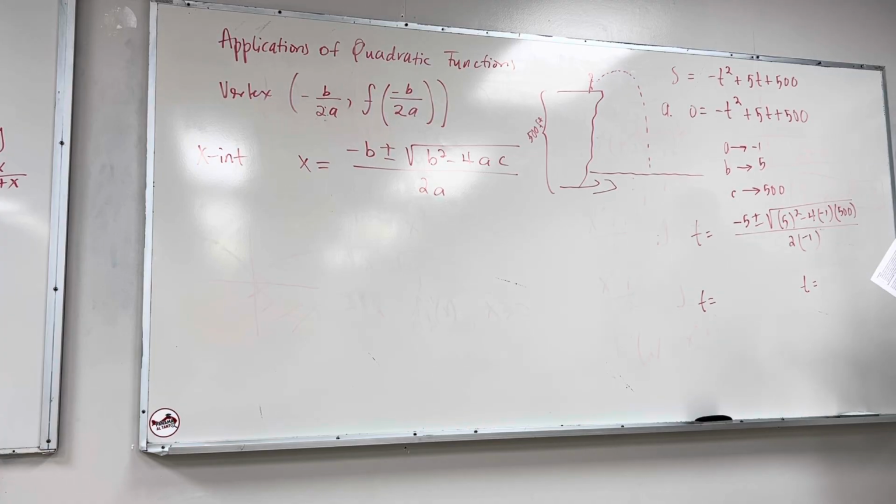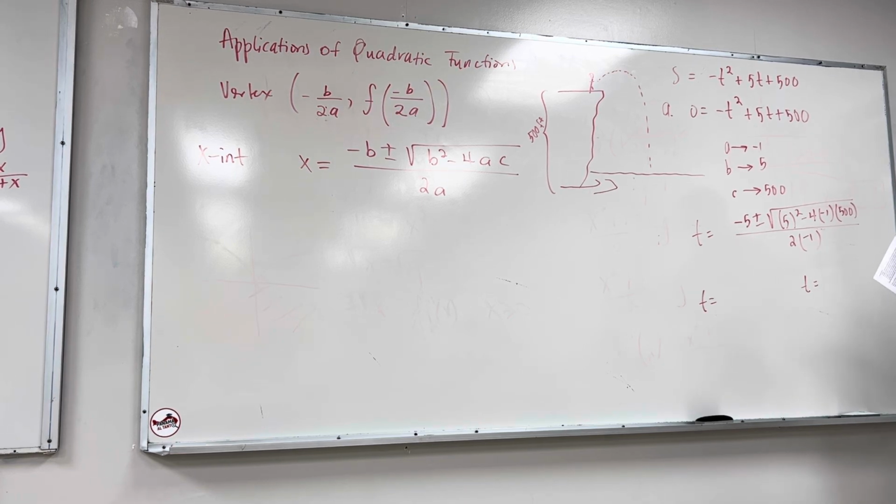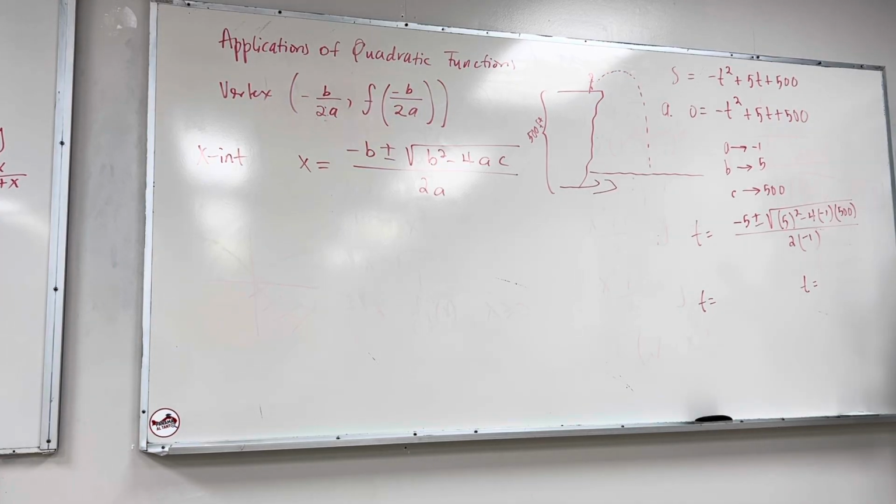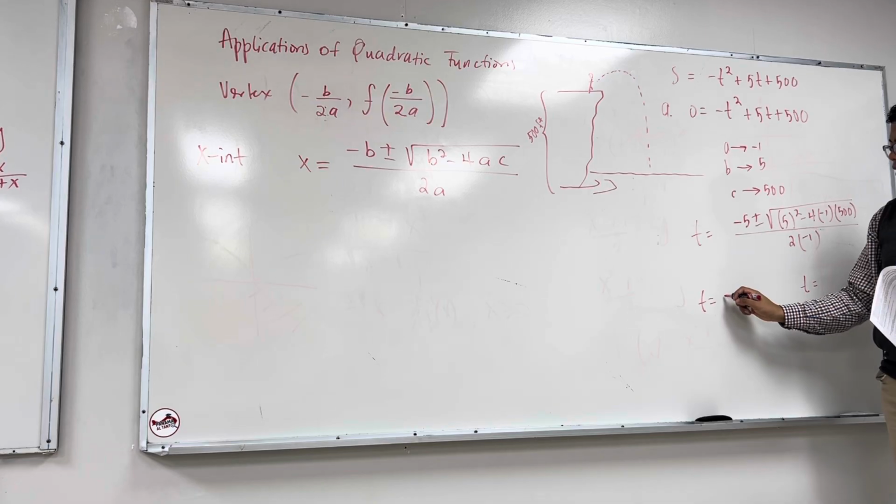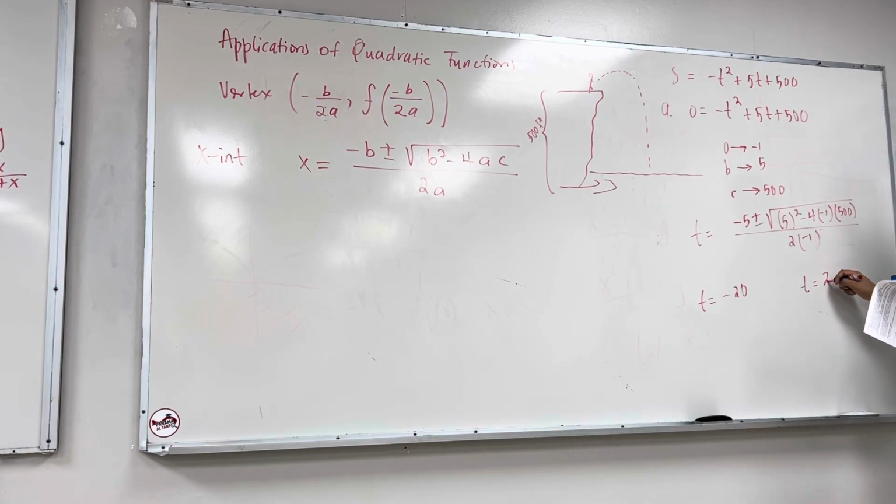Okay. Square root of 5. What is that? We have also 45. So we have negative 5 plus minus 45 over negative 2. Now, I don't know about you, but I got that t is -20 and 25. Is that what you got?